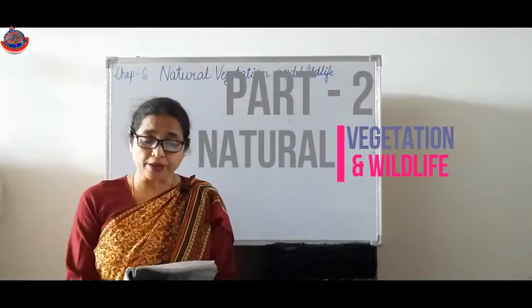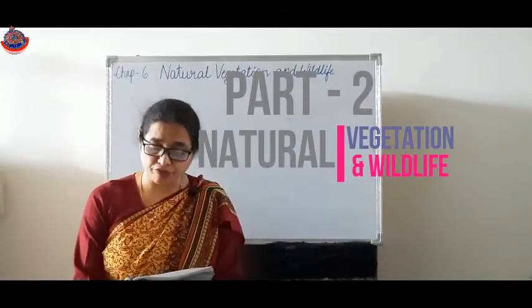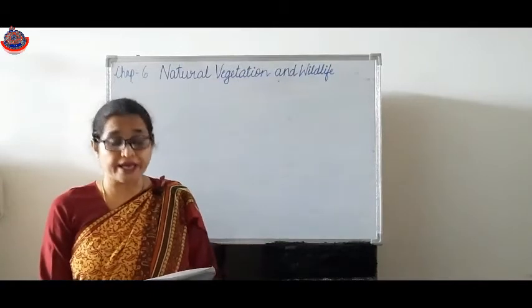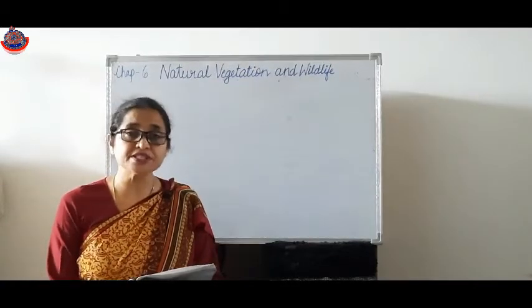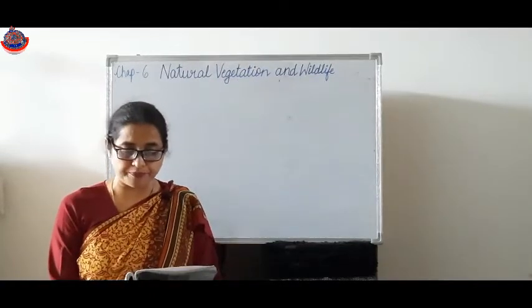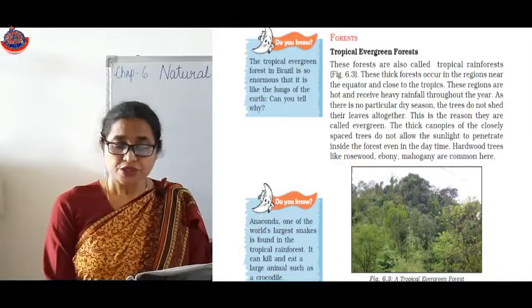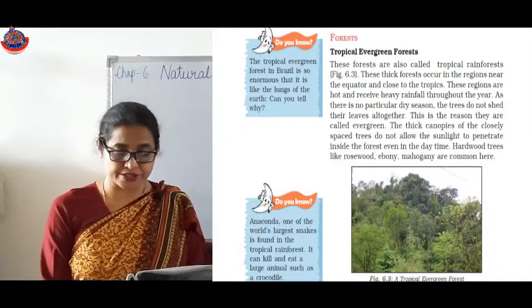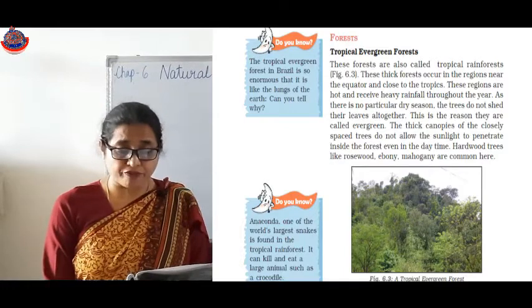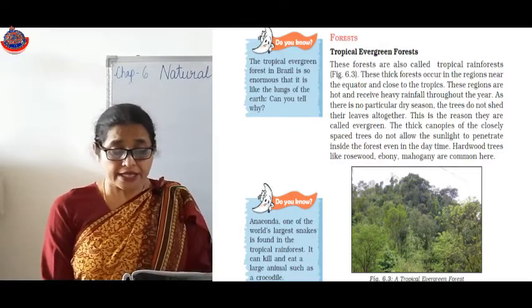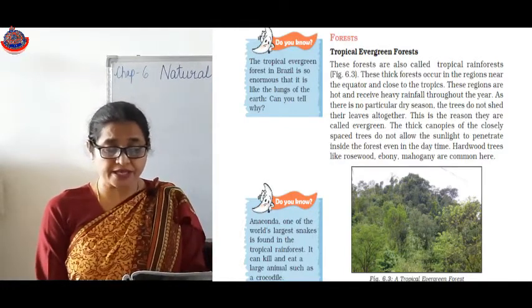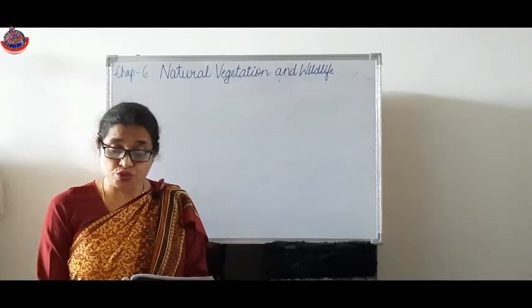Now, talking about the different kinds of forests. Tropical evergreen forests is the first kind of forests we are going to take up. They are also called tropical rainforests. These thick forests occur in the regions near the equator and close to the tropics.